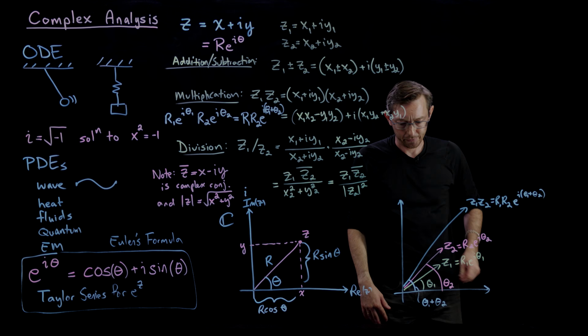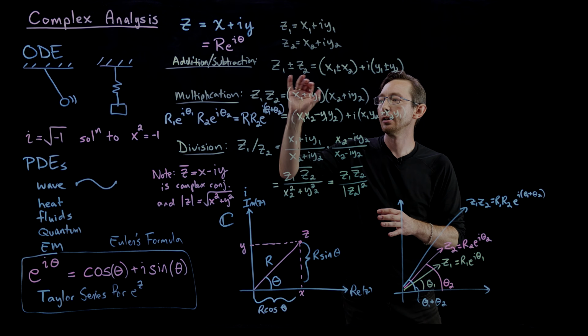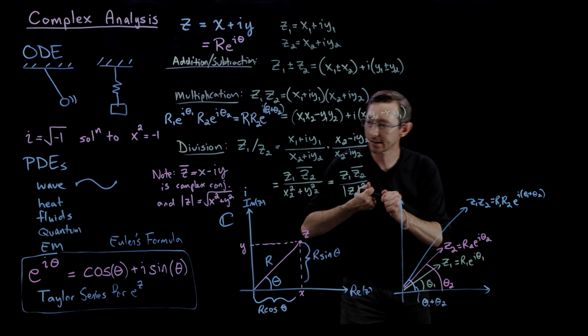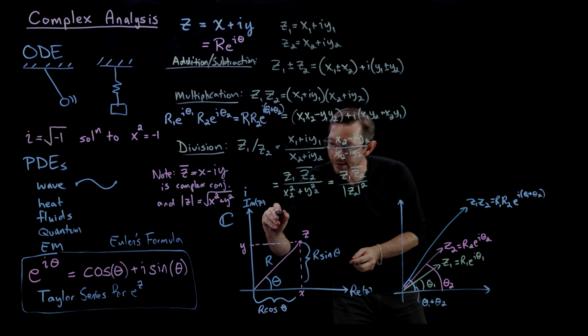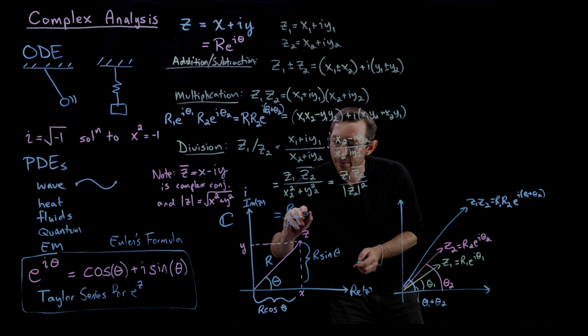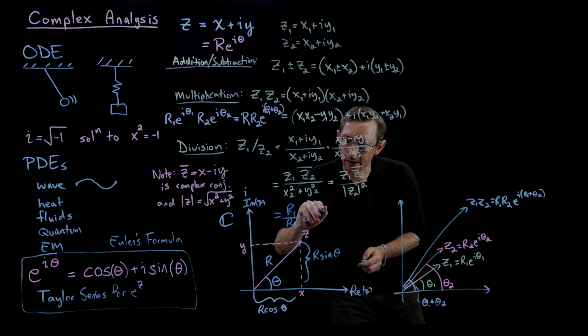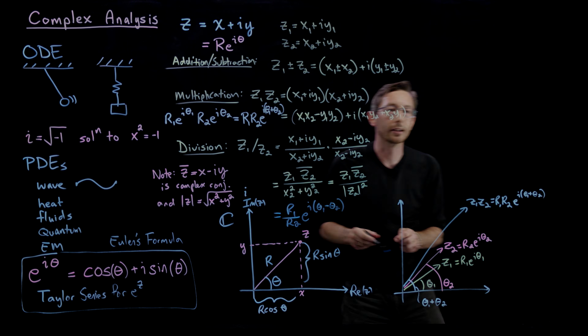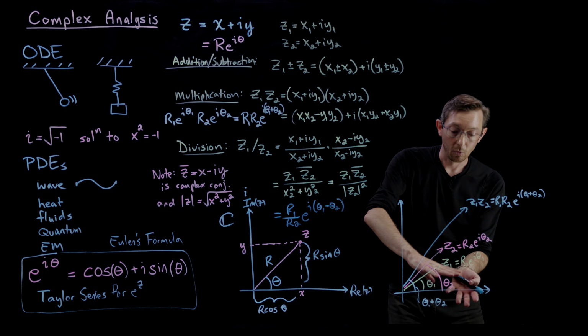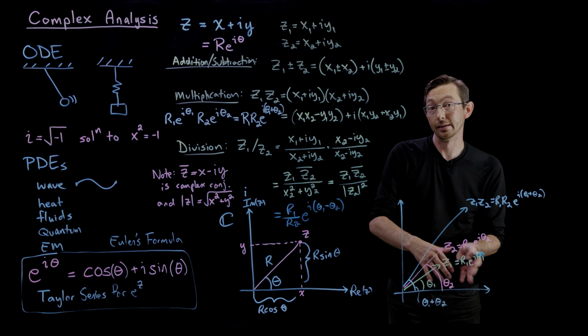So that's kind of nice. Okay, so multiplication, and you could kind of verify that this is also true of division. If I wanted to divide these quantities, this would be r1 divided by r2 times e to the i(theta 1 minus theta 2), something like that.